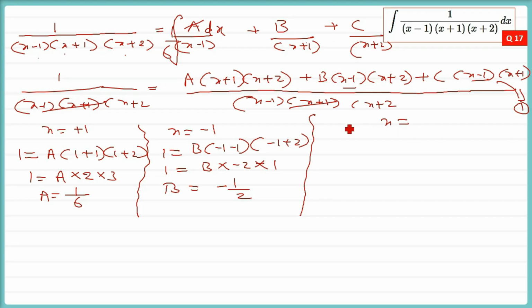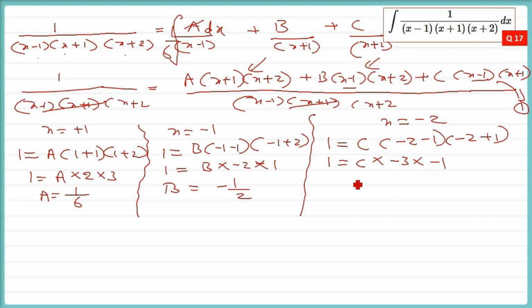Now we need c. So we'll place x equals negative 2 so that the first and second terms become 0. So 1 will be equal to c into minus 2 minus 1 and minus 2 plus 1. So this 1 will be equal to c into minus 3 multiplied by negative 1. C became 1 by 3. So a is 1 by 6, b is negative half and c is 1 by 3. That's what we are going to replace here. So the integration will be of this sort.